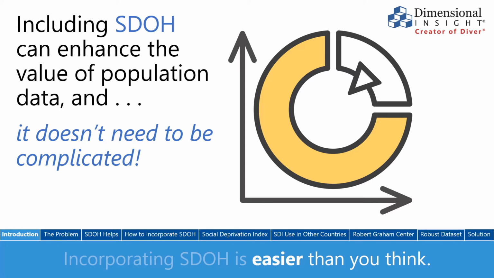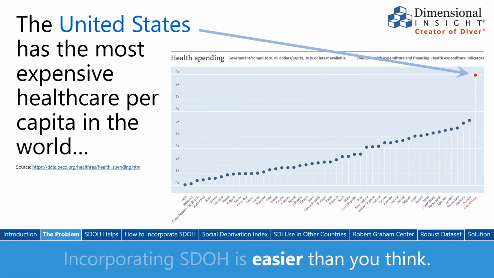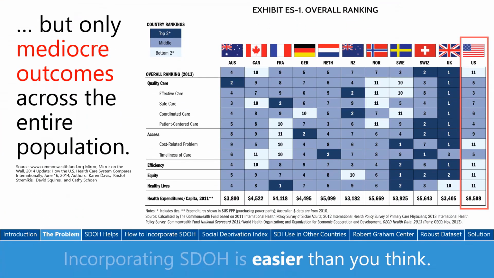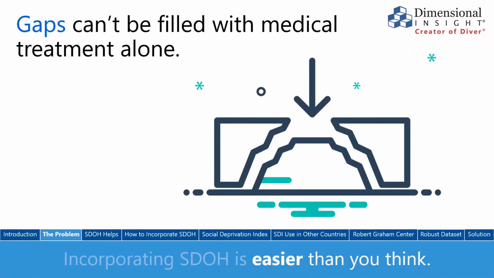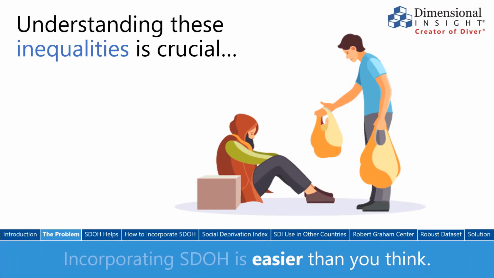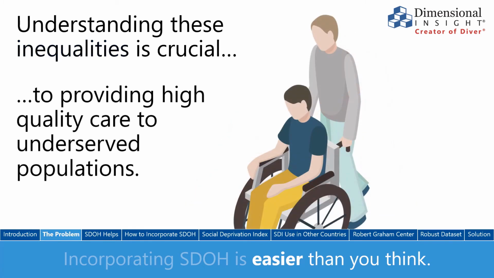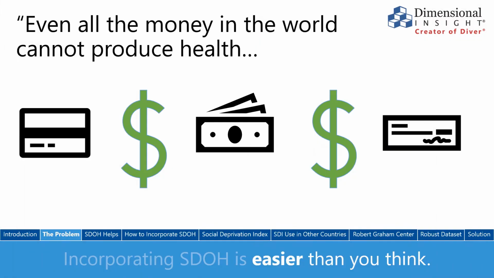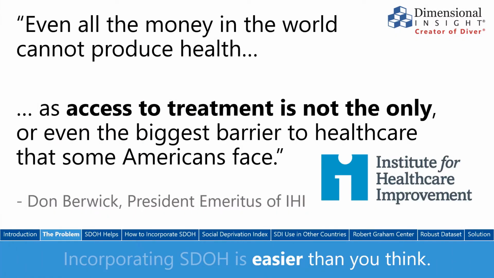Including social determinants can enhance the value of population data, and it doesn't need to be complicated. The United States has the most expensive healthcare per capita in the world, but only mediocre outcomes across the entire population to show for it. Gaps can't be filled with medical treatment alone. Inequalities in access and treatment are significant, and understanding these inequalities is crucial to providing high-quality care to underserved populations.